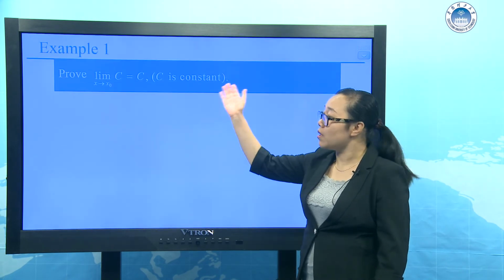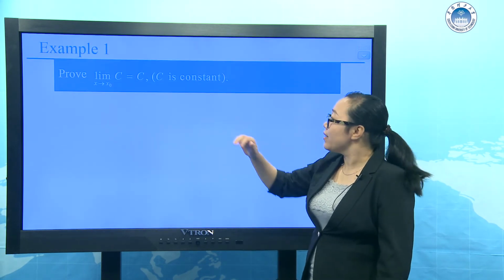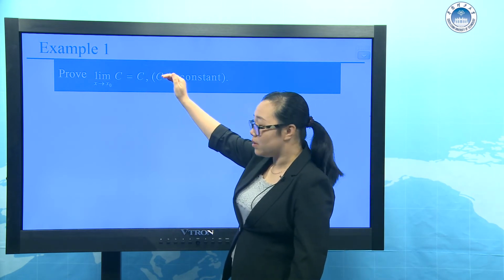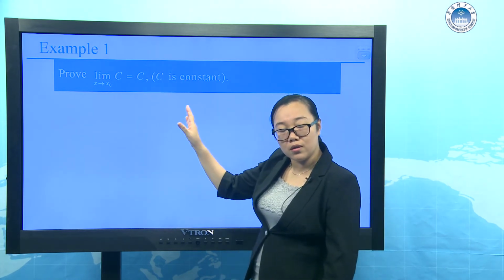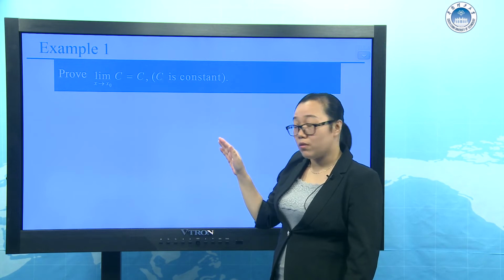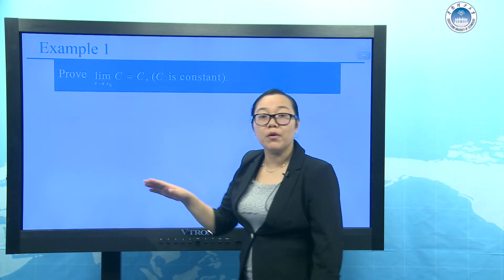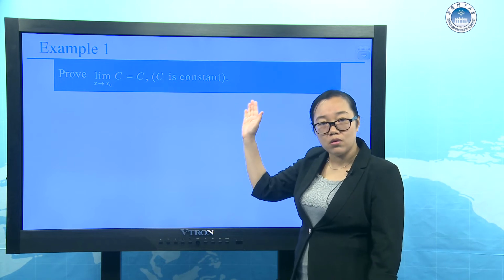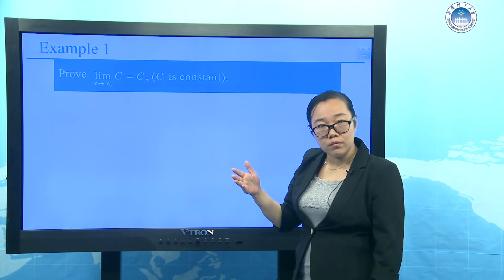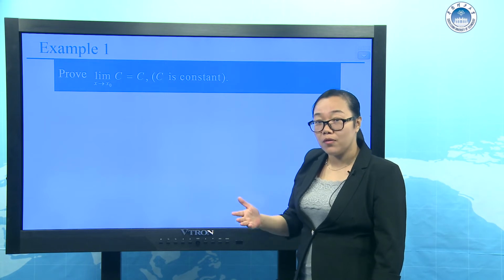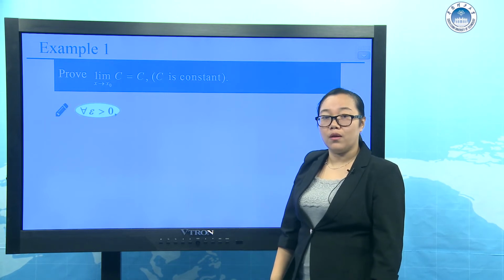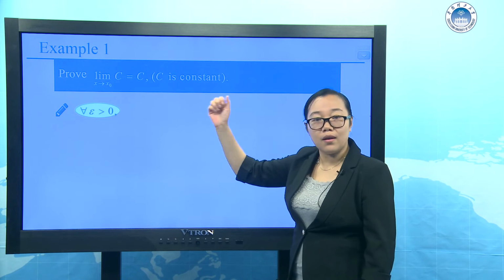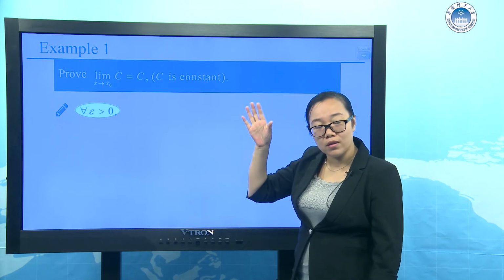Now look at example 1. Prove the limit of c equals c. Pay attention to the condition x tends to x0. x0 means some given fixed point. C is any constant. How to prove? Think of it by the definition of limit. For any epsilon greater than 0, try to find the delta.